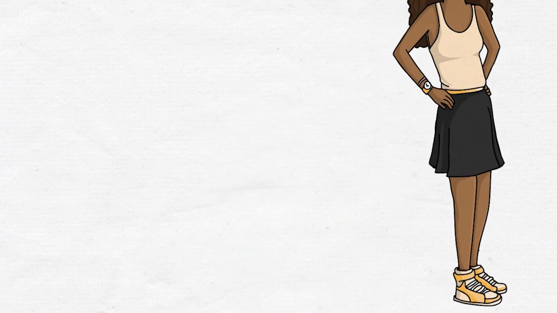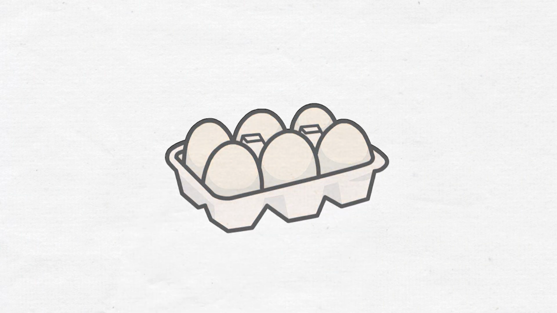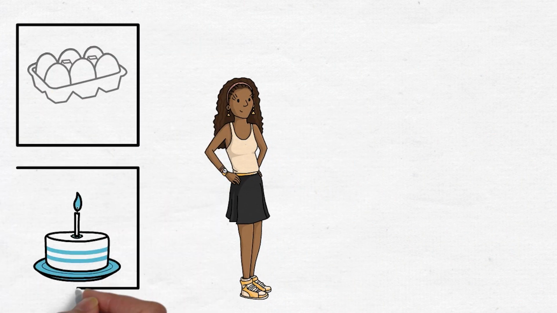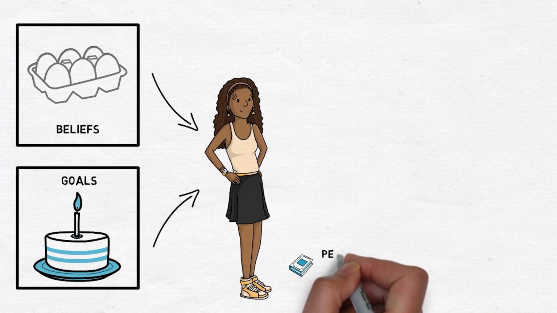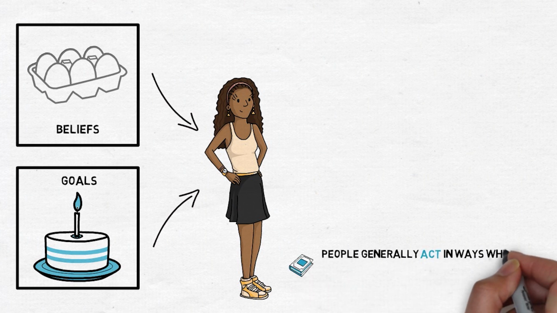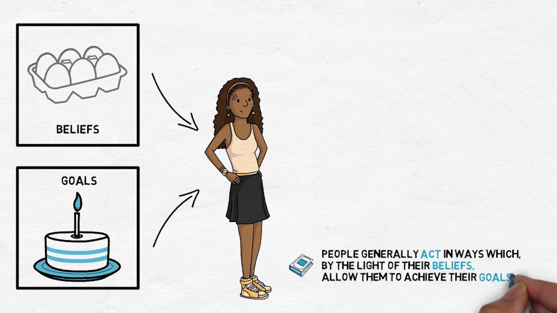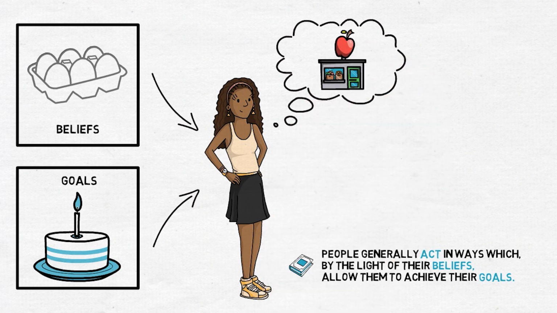Suppose you saw a roommate, Jane, preparing to bake a cake, but she is now getting ready to head out after discovering that she has run out of eggs at home. With the help of your theory of mind, you can then infer from these observations some of Jane's beliefs and goals. You can then use the principle that people generally act in ways which, by the light of their beliefs, allow them to achieve their goals, to explain why she's heading out, and to predict that she'll be heading to the grocery store.